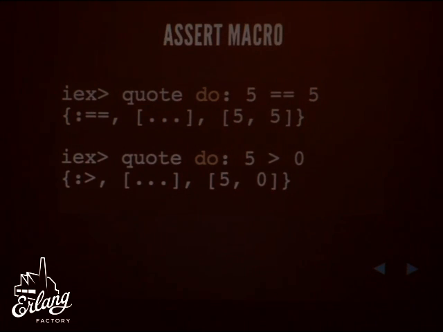If I want to assert that one number is greater than another, if I quote that expression, I can see the operator is just the atom greater than, and then my left-hand side value, my right-hand side value. So basically, when starting macros, hop into IEx, use quote, see what the direct AST looks like, and then use that to drive the design decisions of your macro.